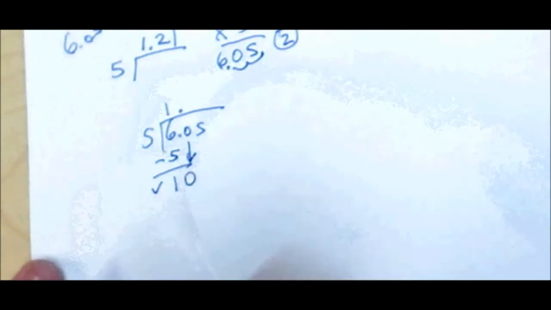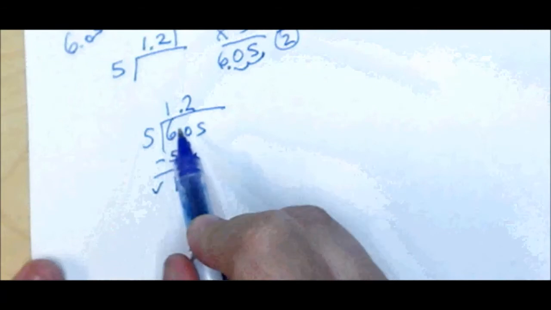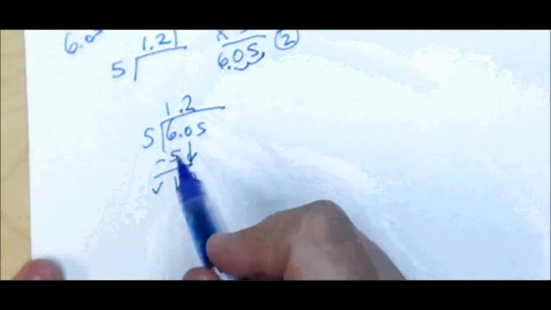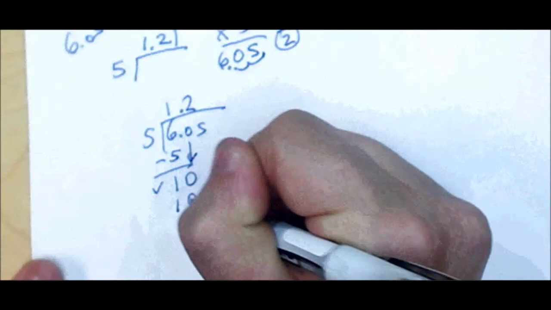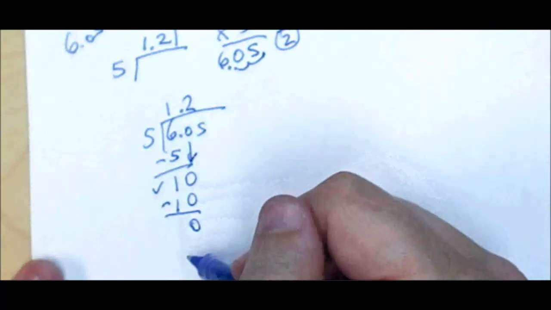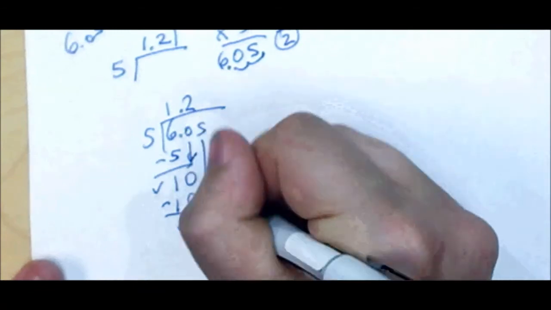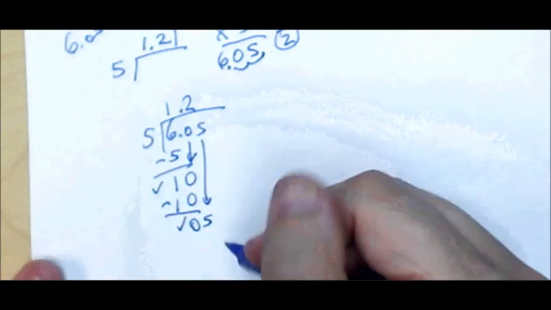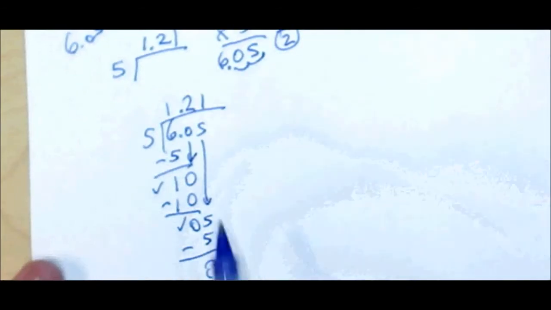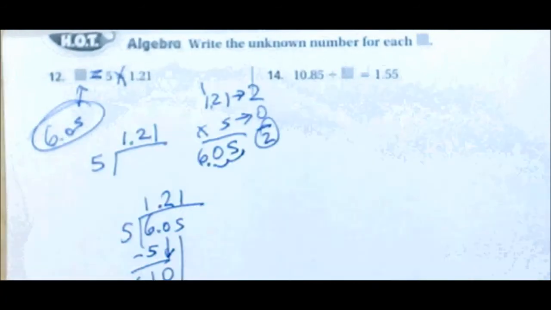I bring down the 0. 5 goes into 10 2 times. Notice I'm lining these numbers up. 1 goes above the 6, 2 goes above the 0. 2 times 5 is 10. That's my multiplication step. I subtract. I get 0, which is less than 5, so that checks out. Then I bring down a 5. 5 goes into 5 one time. 1 times 5 is 5. I subtract. I get 0, and I'm done. And 6.05 divided by 5 is indeed 1.21, so this is correct.